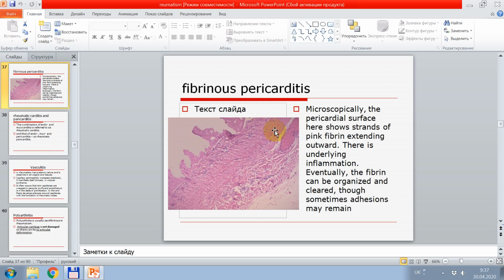Histological signs of fibrinous pericarditis. Microscopically, the pericardial surface shows strands of pink fibrin extending outwards. There is underlying inflammation. Eventually, the fibrin can be organized and cleared, though sometimes adhesions may remain.